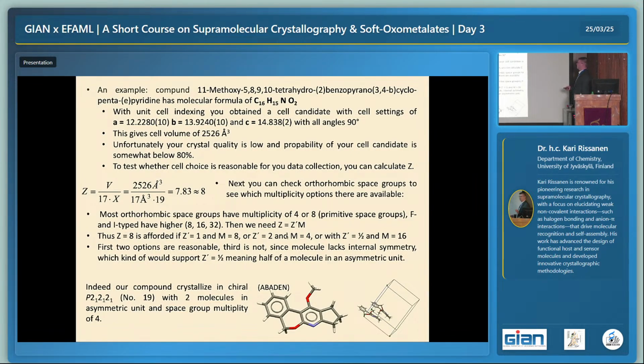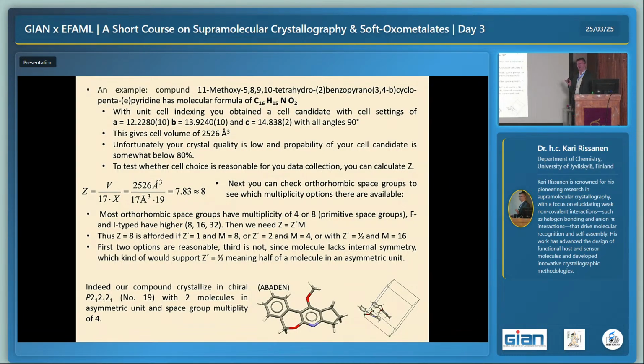So the idea now is to test whether the cell choice is reasonable for your data collection, meaning this one. Here, we can calculate Z. Now there's the calculation. What we do, we take the volume. Now we use 17 angstroms cubed for each atom, and we have 19 non-hydrogen atoms in there. Because it's an estimate, we get 7.83, which is 8.